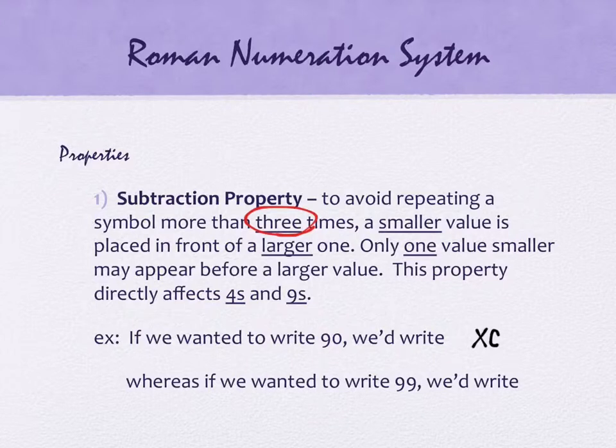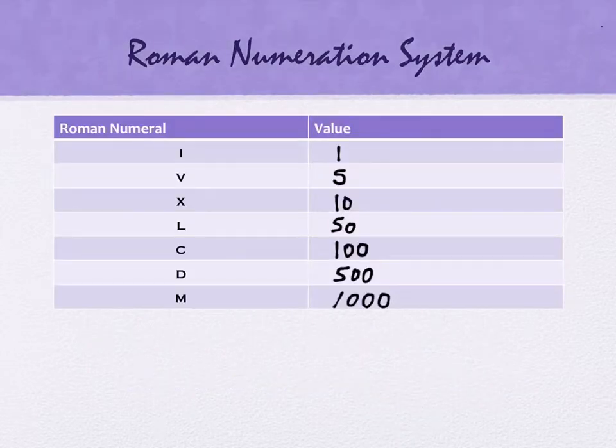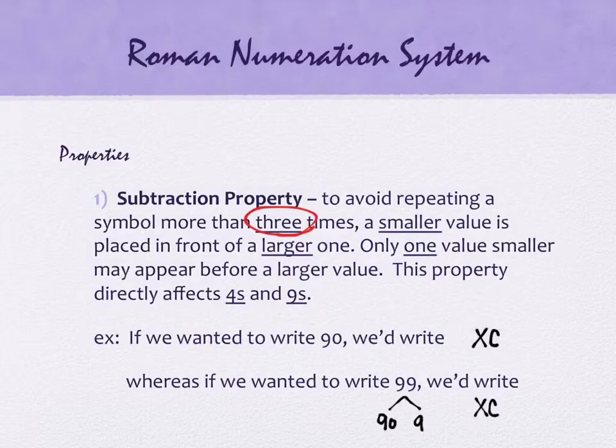But 99 wouldn't work like that, at least not directly. In particular, we need to think of 99 as 90 and 9. So again, how do I get 90? Well, I just did that. That's XC. That's 90. How would I get 9? You probably know that one. What's 9? IX. Yeah. So it's a 1 in front of a 10. That's 9.